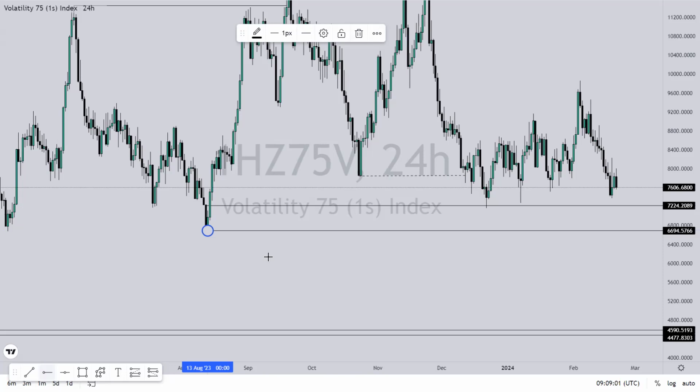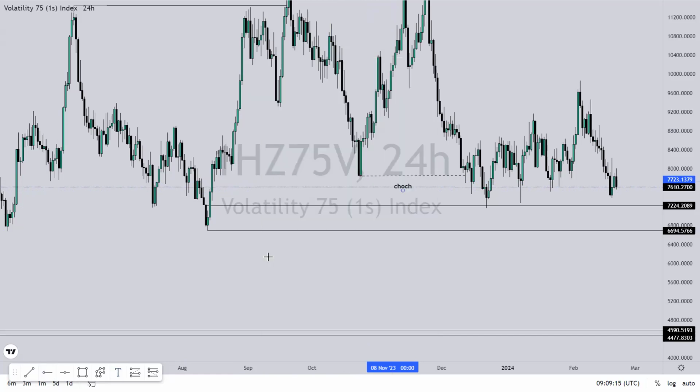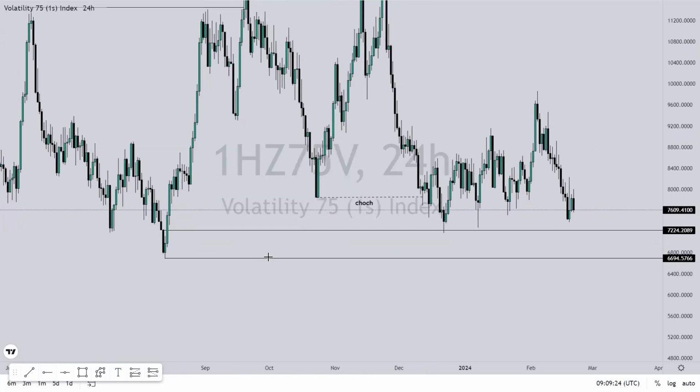So I'm going to just be marking it a change of character. Let me just tag it a change of character so that you don't get everything mixed up. So we have a change of character here. In as much as that's a change of character, it could serve as an inducement.